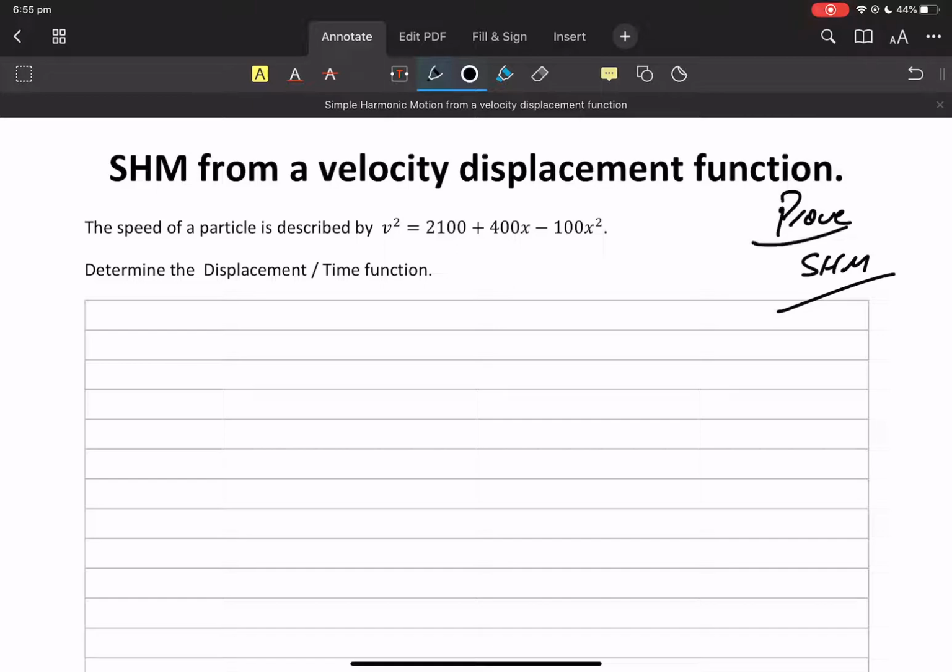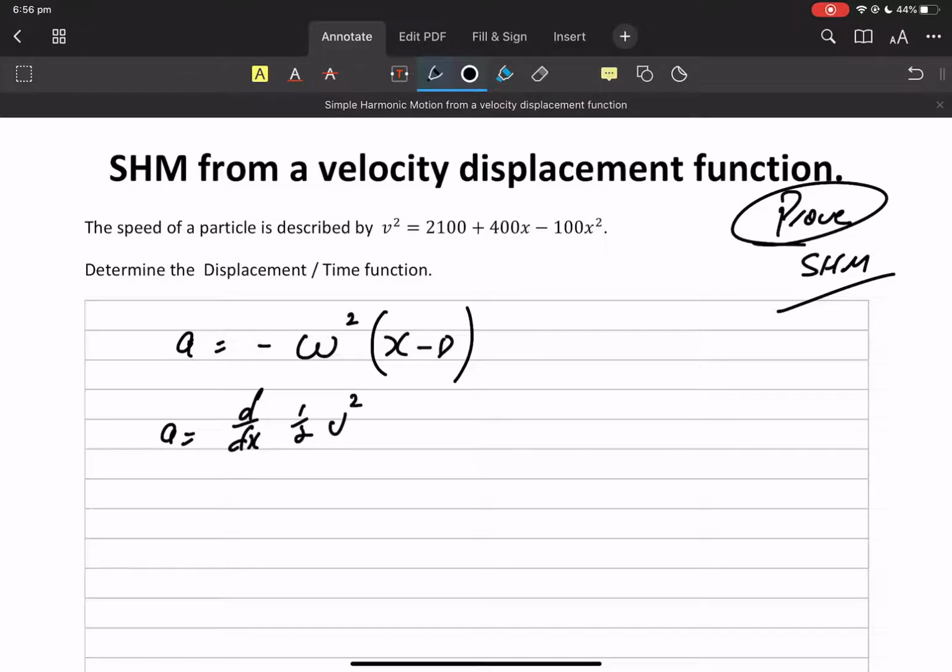So for a proof, we want to go back to the fundamental concept of simple harmonic motion, where the acceleration is equal to negative omega squared x, so it's the negative of a displacement function. That's in your formula sheet, and we also know that we can have it as a linear factor, where that d is the centre of motion. So we also know that acceleration is d/dx of a half v squared.